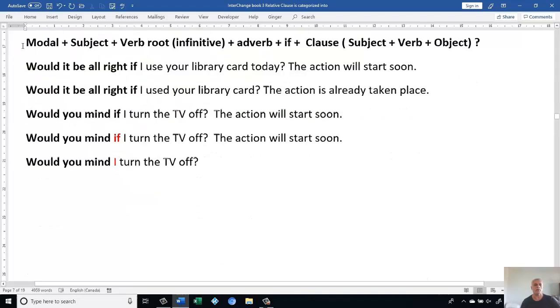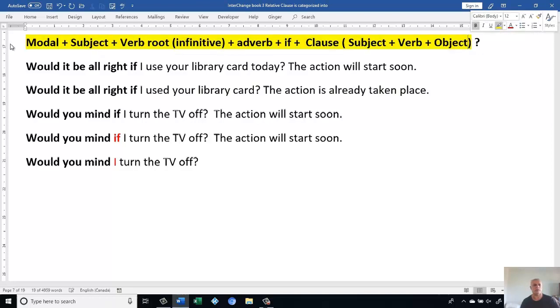We have the other kind. We have a modal, which is going to be the auxiliary verb. Then we have the subject. Then we have the verb, the root of the verb, or we sometimes call it the basic form of the verb or infinitive. Then we have adverb. Then we have the if clause. Then we have a clause, which is subject, verb, object. Okay, let's do this.